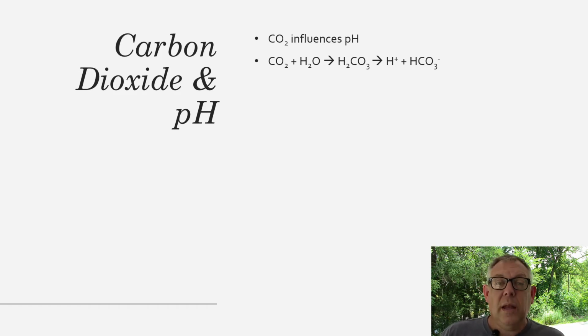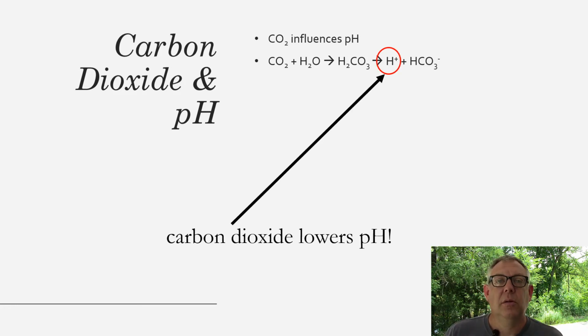So when CO2 dissolves in water, you make carbonic acid, which is an acid. But what do acids do to the pH? They lower the pH. And so that's something that's very important to what we're talking about. The presence of carbon dioxide means that the blood pH is lower because of this reaction.